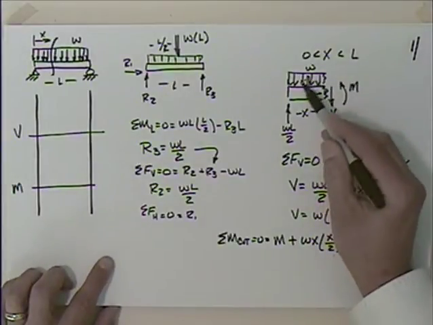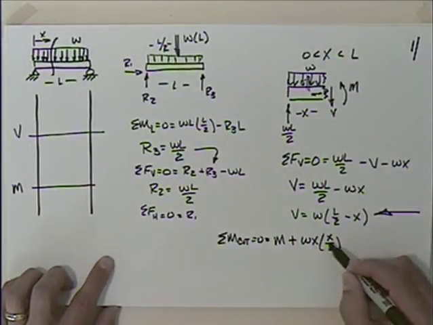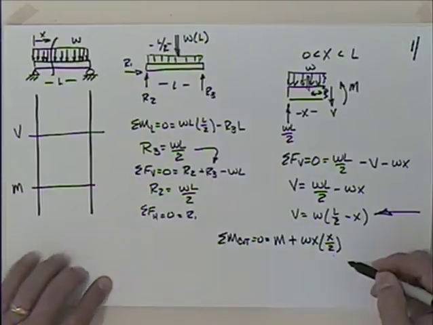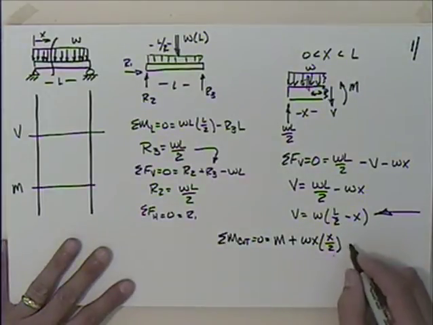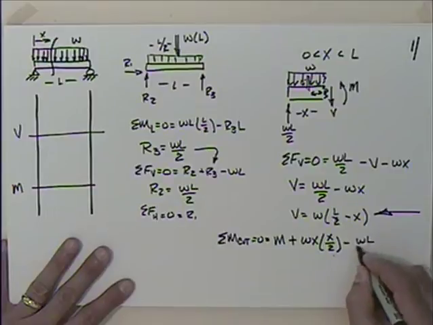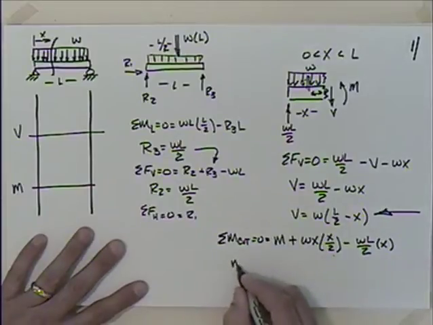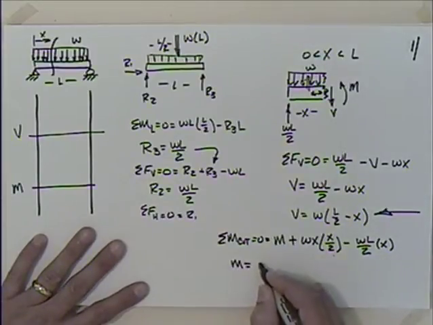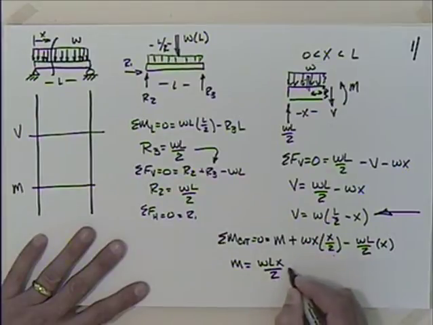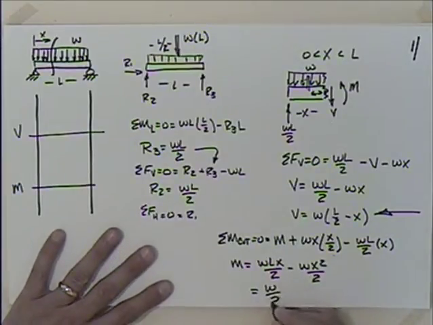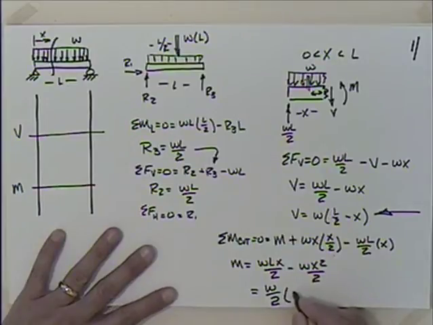So the area of this rectangle is W times X, that's the force, times the distance that it's acting through, that's that distance right there, which is X over 2. It's going to be acting at the center of that rectangle. And then I have to subtract off WL over 2 times the distance it's acting through, which is X. So I can solve for M. M turns out to be equal to WLX over 2 minus WX squared over 2. And you could say that this was W over 2 times LX minus X squared.